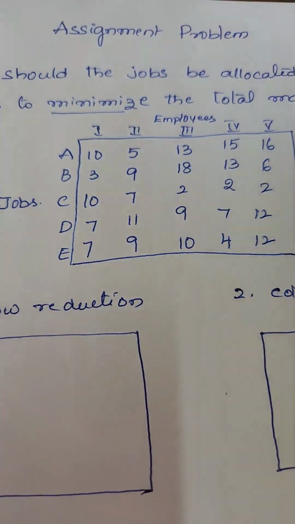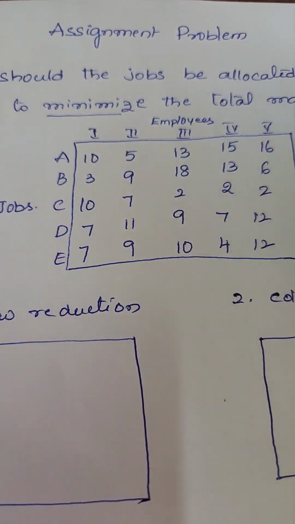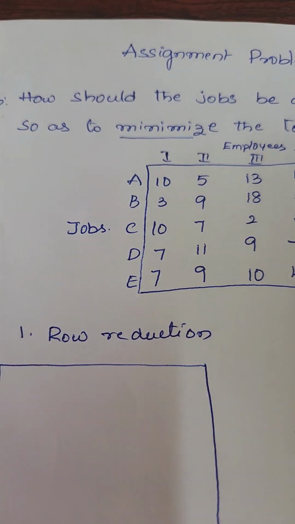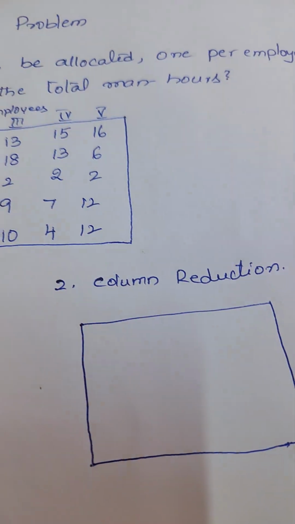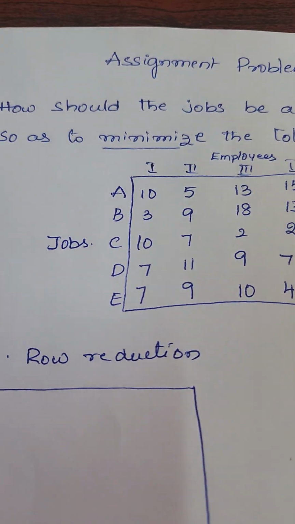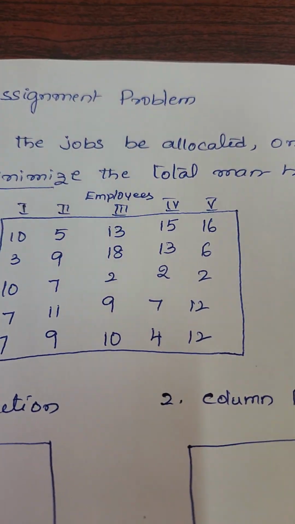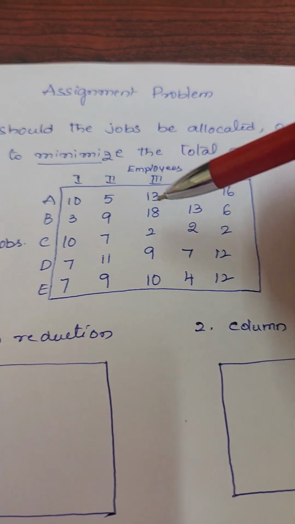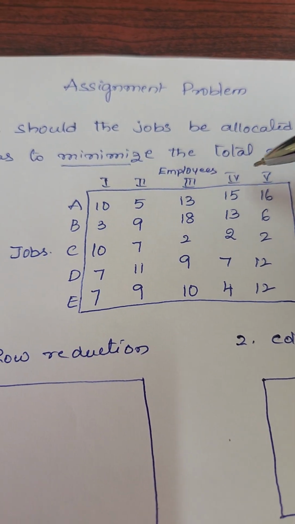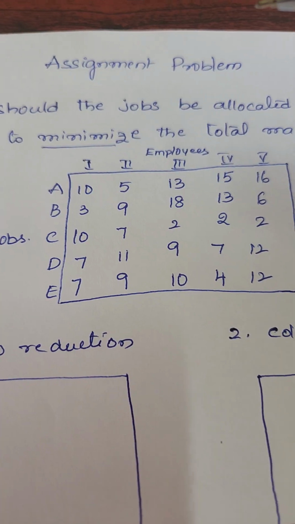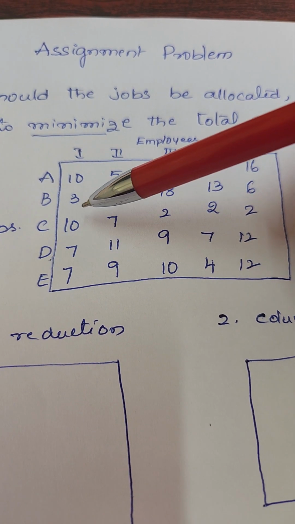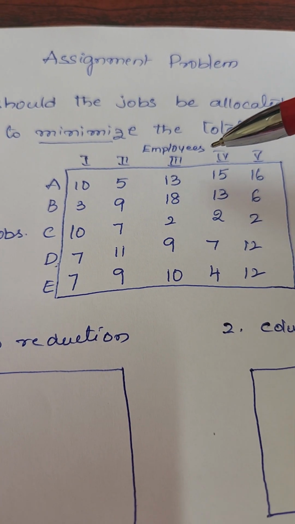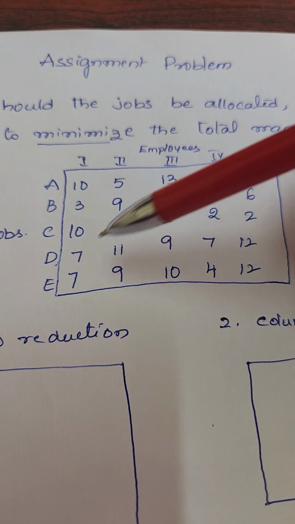Hi everyone, today's topic is assignment problems in operations research. This is the question: how should the jobs be allocated one per employee so as to minimize the total man hours? Here in this problem we have 5 employees and 5 jobs. Now our objective is to assign one job to each employee.